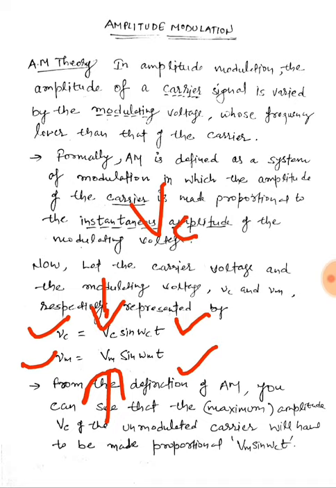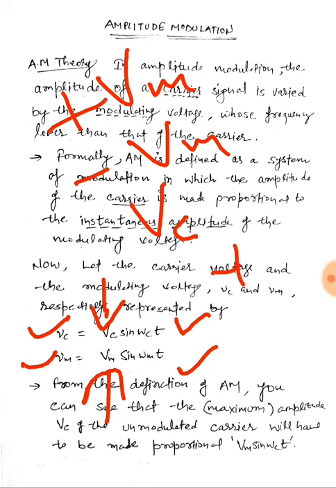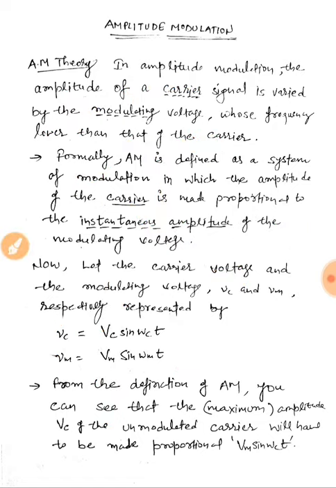So the maximum value of Vm sin ωmt can be plus Vm, and the minimum value would be minus Vm, as the value of the sine function varies from -1 to 1. So that is why the modulating signal varies from minus Vm to Vm. Similarly, the carrier signal varies from minus Vc to plus Vc.